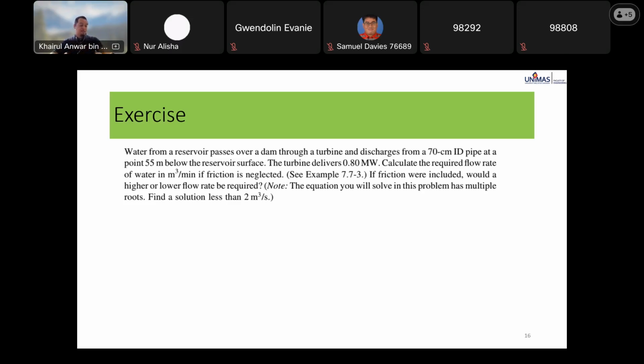So first, draw first. Let's try dulu, 5 minutes. If you don't know how to proceed, what you need to do is write the equation first: delta P over rho plus delta U plus g delta Z equal to WS. Next is identify all the variables. See the pipe: reservoir, the turbine, then the pipe discharge. Which one is point 1, point 2 is up to you. Satu atas ke, dua atas ke. But delta P must be P2 minus P1, delta U is U2 minus U1.